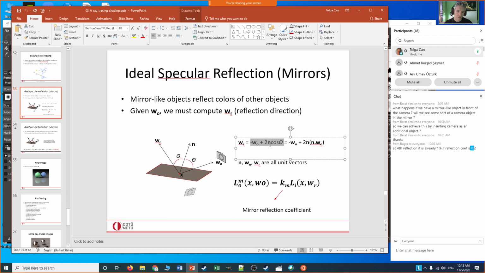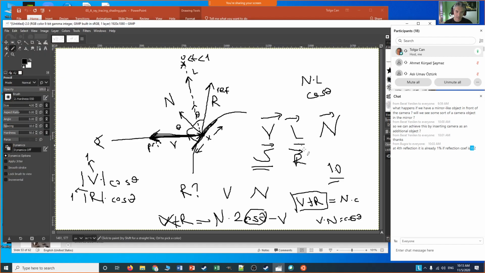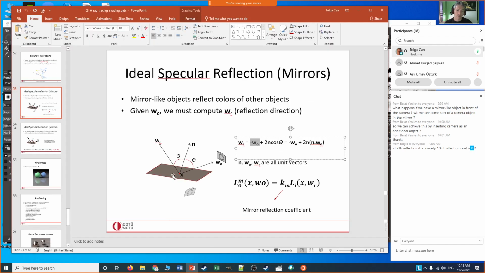2 cos theta, times my normal vector, and this is my v vector towards the camera. I have it minus v, as I have here. It's minus v. So the formula is derived using this. Okay, I hope this is clear.